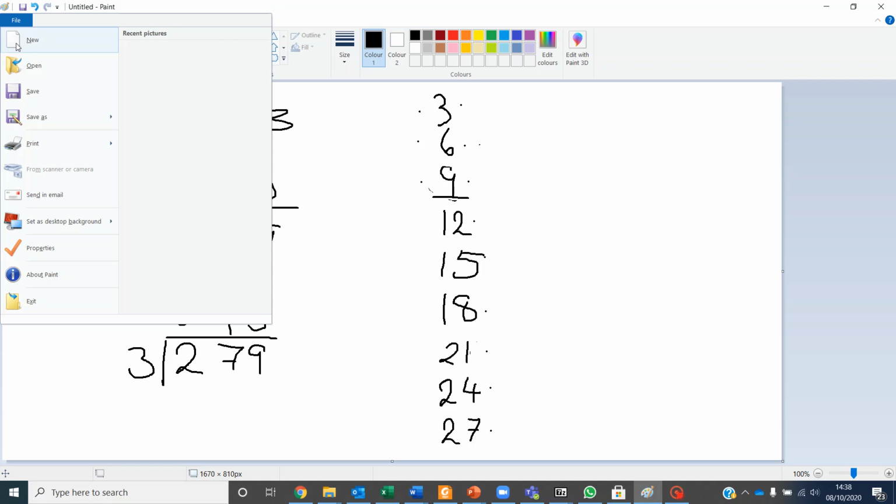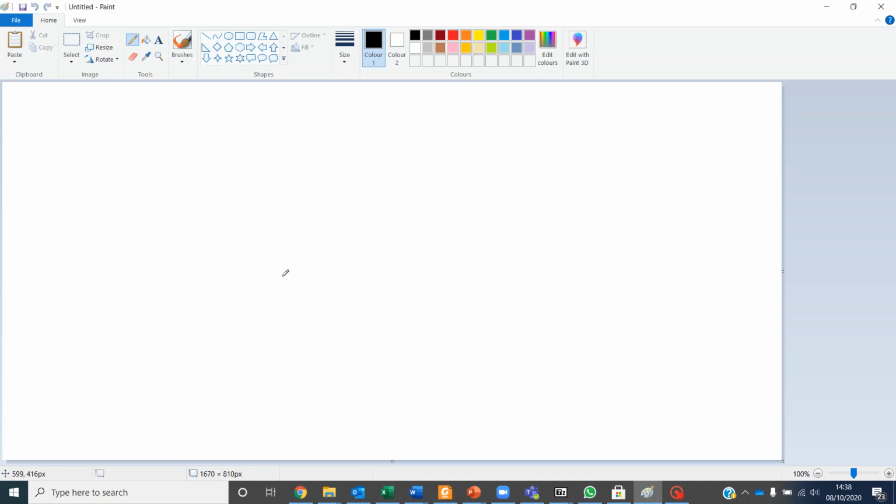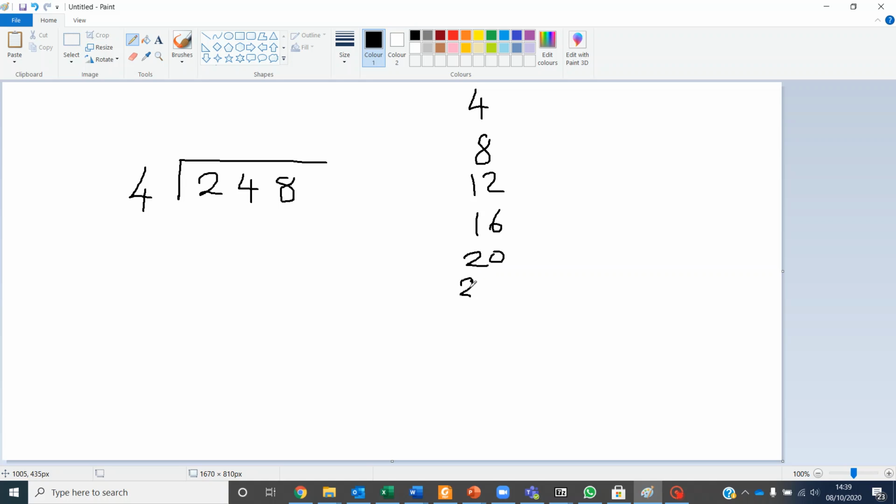Try another one with a different divisor. Let's say we had, draw a bus stop first, 2, 4, 8 divided by 4. Now let's assume I don't know my multiple times tables well enough. I'm not confident. I'm going to scribble them down on the side of the page so I can use them. 12, 16, 20, 24. It's a funny looking 2. There we go. 28, 32, 36. So I've gone up to 9 times 4.